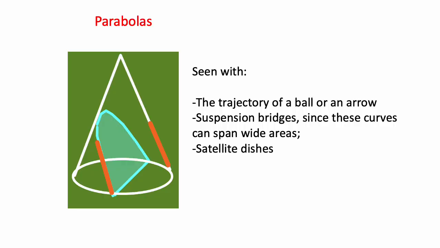Here we have a parabola where one side is parallel to the side of the cone. When you throw a ball or shoot an arrow, they follow parabolic curves. A parabola can span a wide area, so they're used for suspension bridges. And satellite dishes are also parabolic.